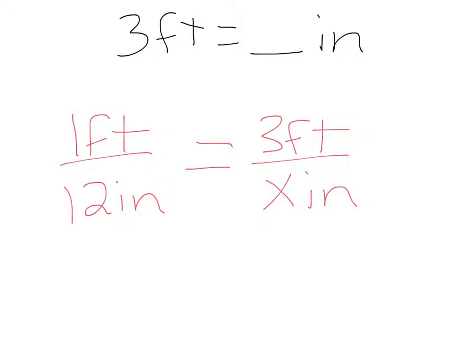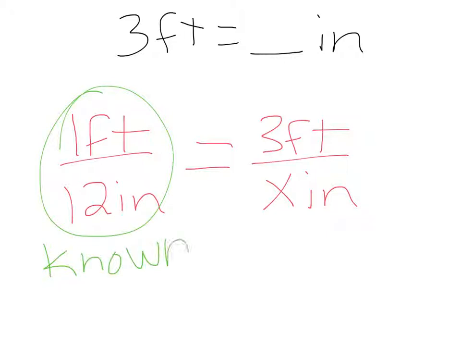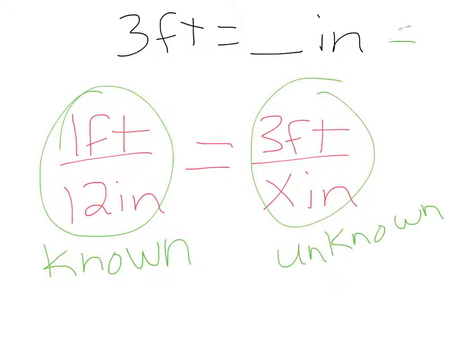There are a couple rules for setting up these proportions when we're setting them up on our own. Rule number 1: one side of my proportion has to be my known. So this is what we know about, in this case, feet and inches. The other side of my proportion has to be my unknown. So this was the question being asked, and that's why that was our unknown. It's the same thing as the question, the 3 feet and the X amount of inches. And then what we do is we just set them up equal to each other.